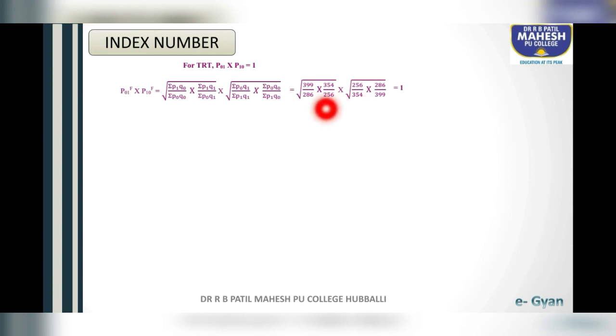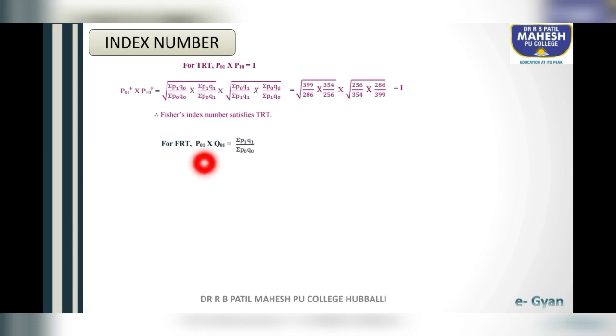What remains? Root of 1. Here also what remains? Root of 1. So root of 1 into root of 1 is root of 1 whole square. Square and root get cancelled. What remains? 1. So this means P01 into P10 is equal to 1. So therefore, Fisher's index number satisfies TRT. Now you test FRT. So what is the condition of FRT here?